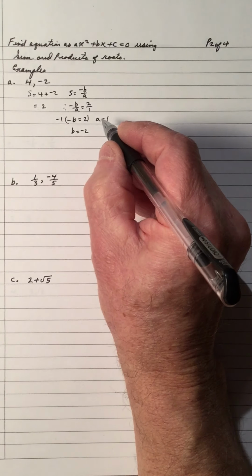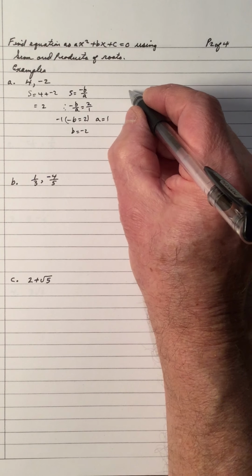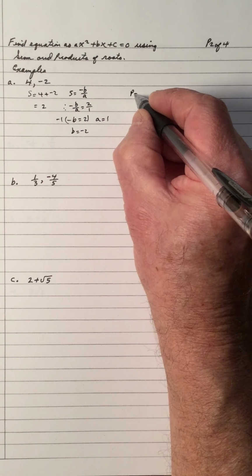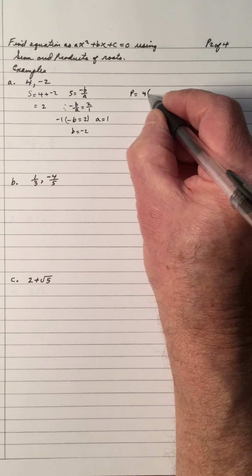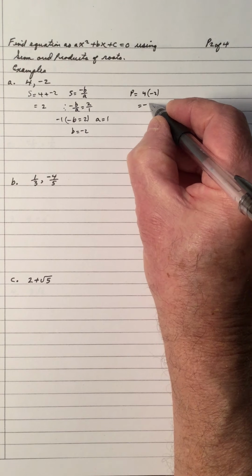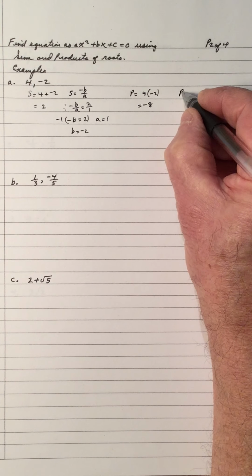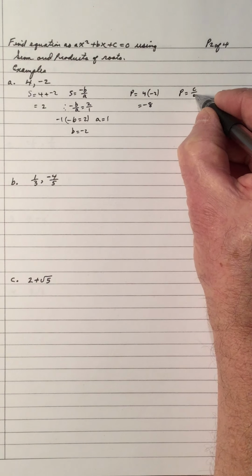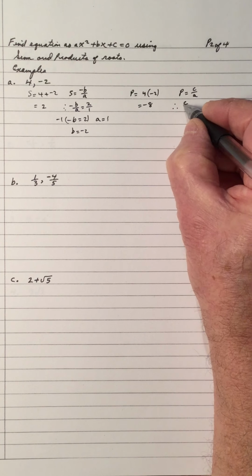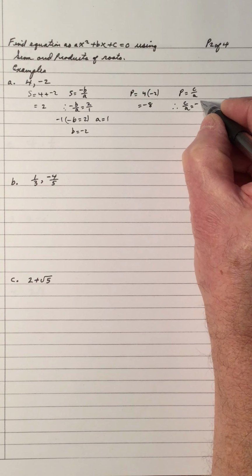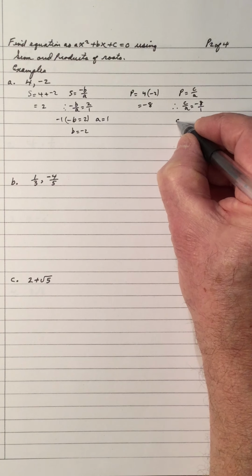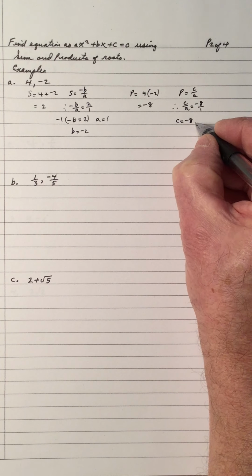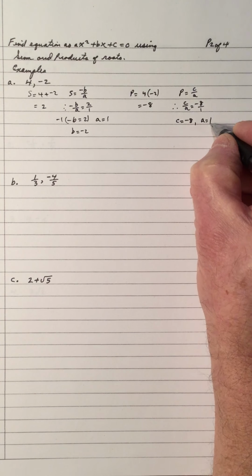So now we need to get the c, and the c comes from the product of the roots. The product of the roots is 4 times negative 2, which is negative 8. And the product is c over a. Therefore, c over a equals negative 8 over 1. c is negative 8 and a is 1.